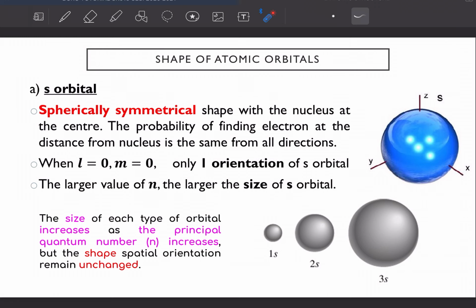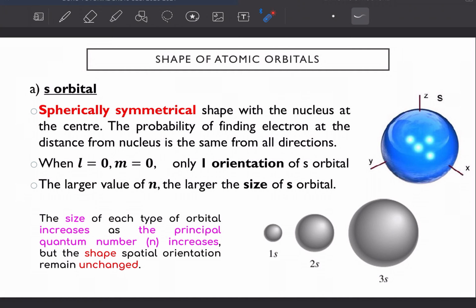So you will get an s orbital when l equals 0. So l equals 0, m equals 0. So bila l equals 0, awak ada s orbital, awak punya m will equal 0 because awak punya s orbital only has one orientation like I said before. Awak kedudukan s orbital tu ada satu saja.